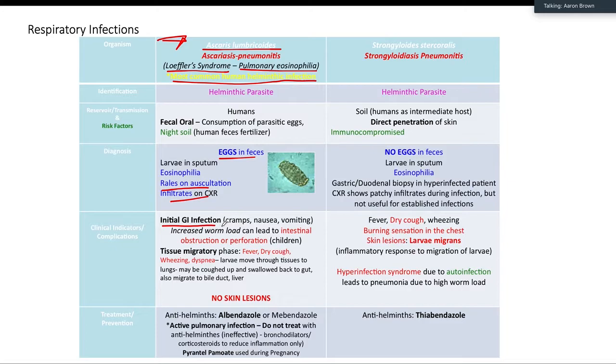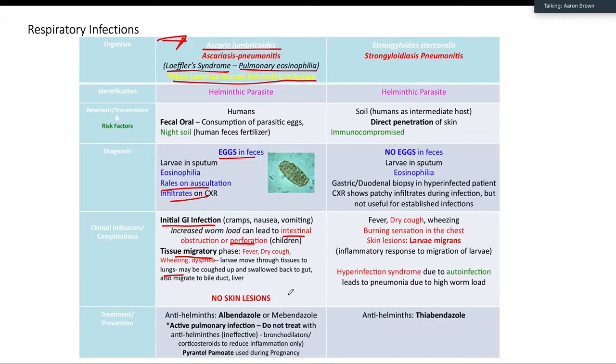That tends to be in children. For adults, our GI tract is wide enough or long enough that we tend not to have obstruction. Rather than that, we end up with the pulmonary phase. So the migratory phase, those worms are going to make it over the lining of our GI tract, go through the blood, past the liver, and make it to our lungs. Okay, so the larvae are going to move through the tissues to the lungs. Once those larvae are in the lungs, we're going to cough them up and then swallow them back into the gut, which increases the amount of infection, increases the worm load.